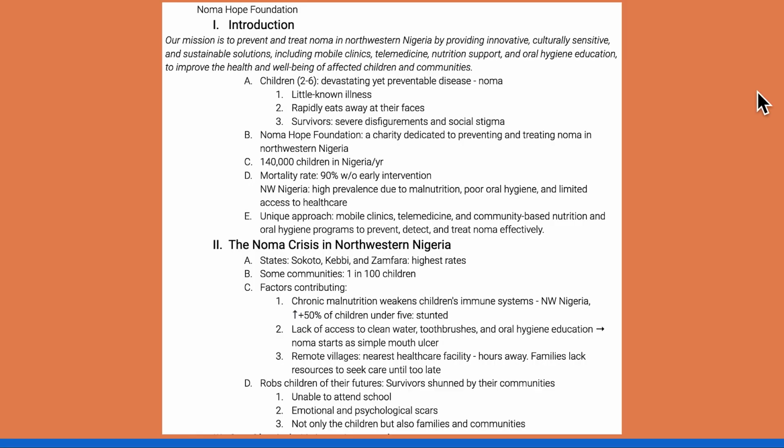Here's a better one. Here I've got my introduction, where I've got all of this information to introduce and capture the attention of my audience. Then I've got information about the Noma crisis, here with details, statistics, and specific information. This is a much better outline.